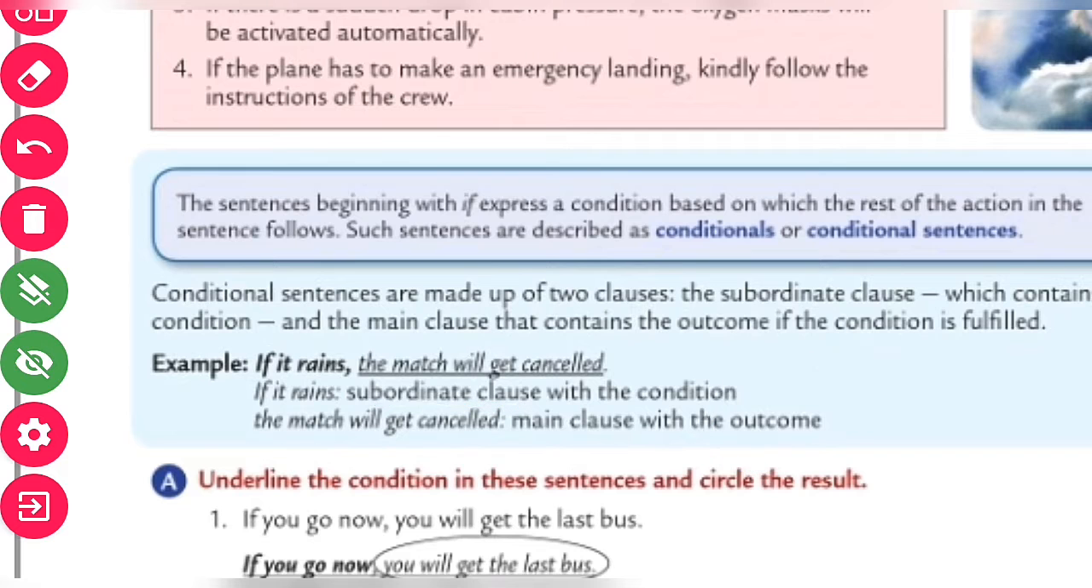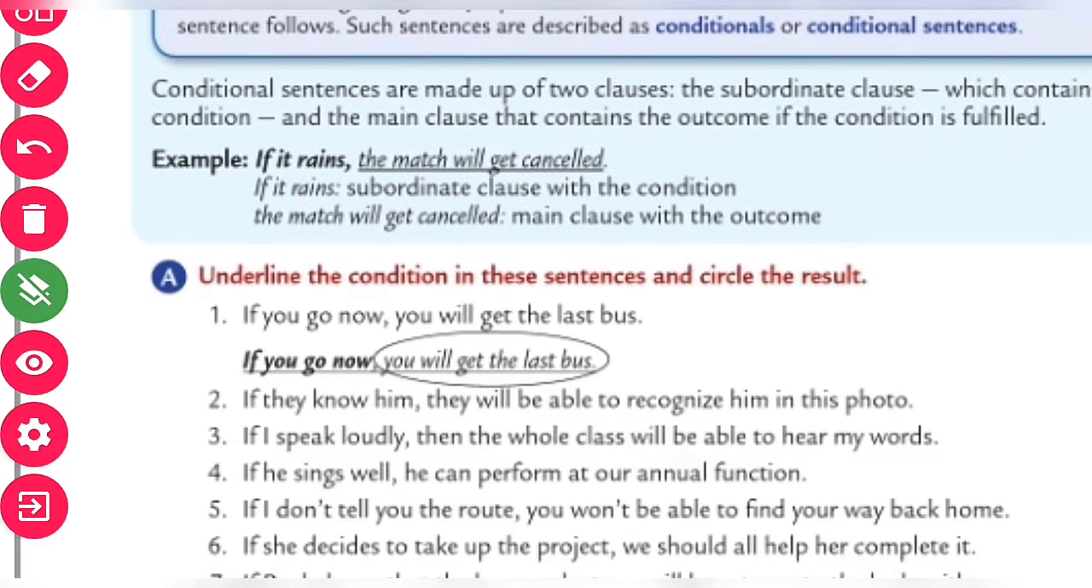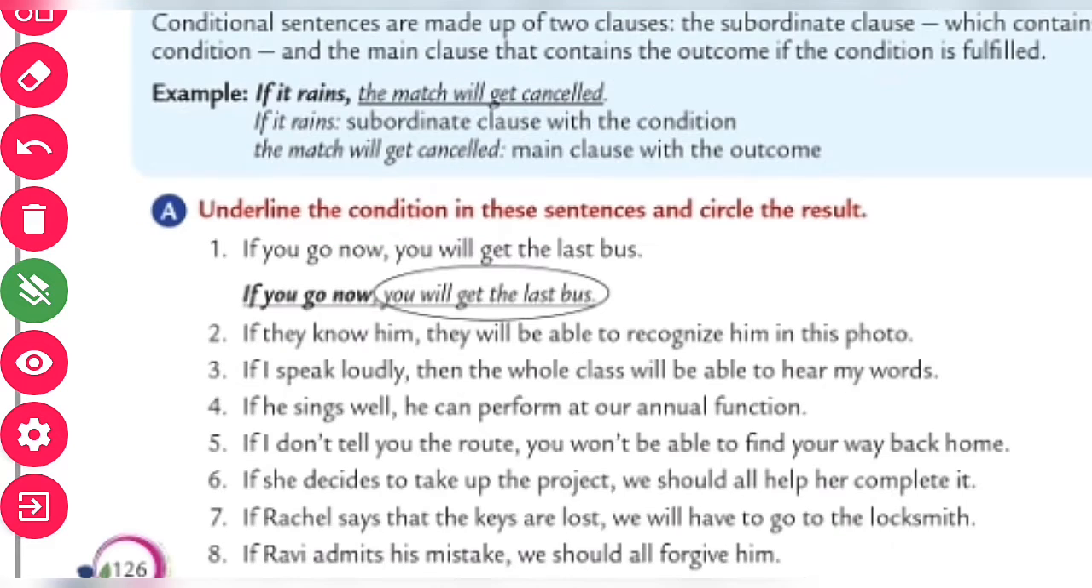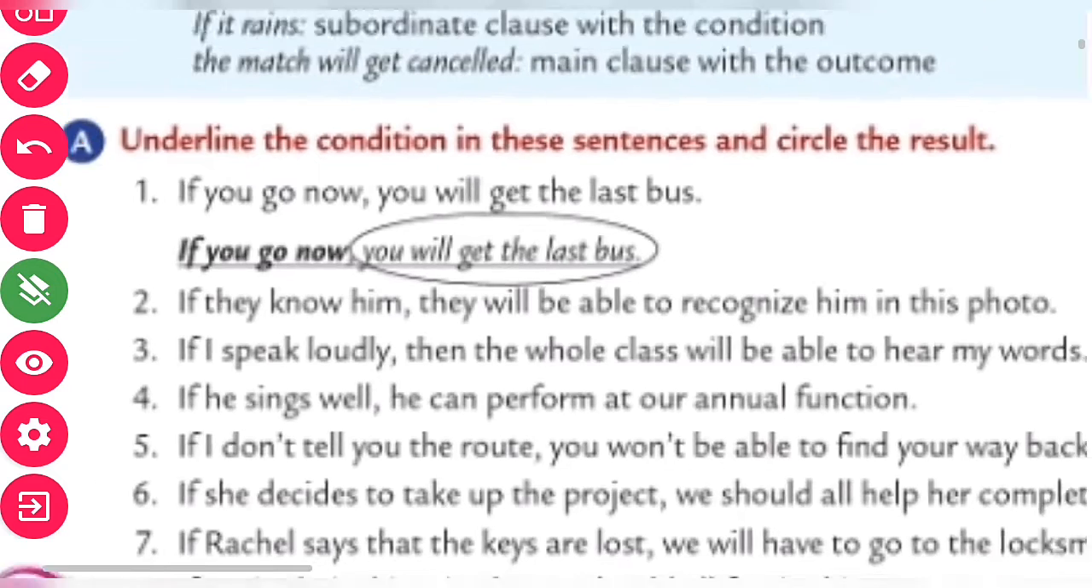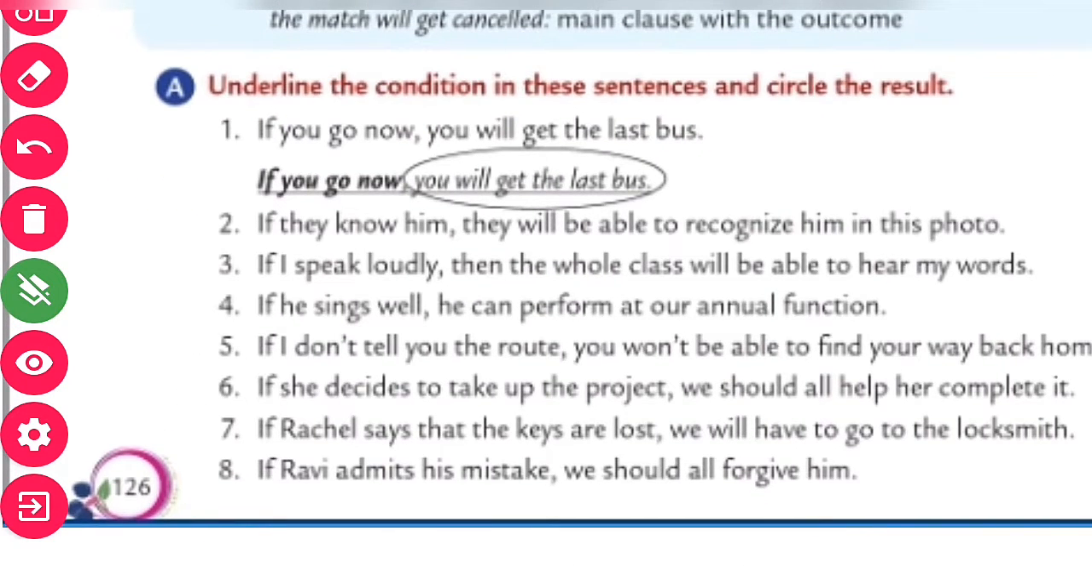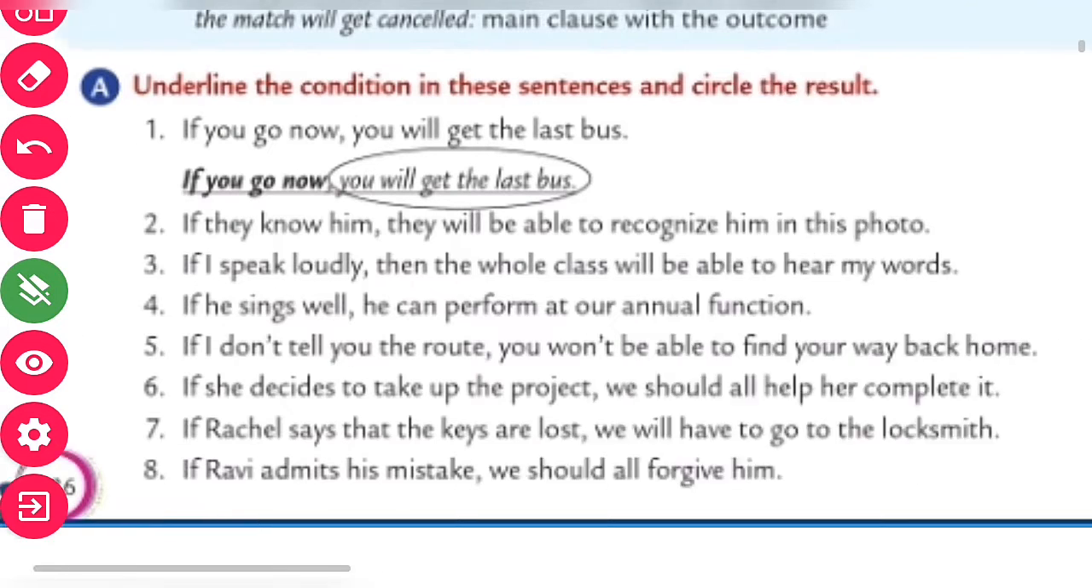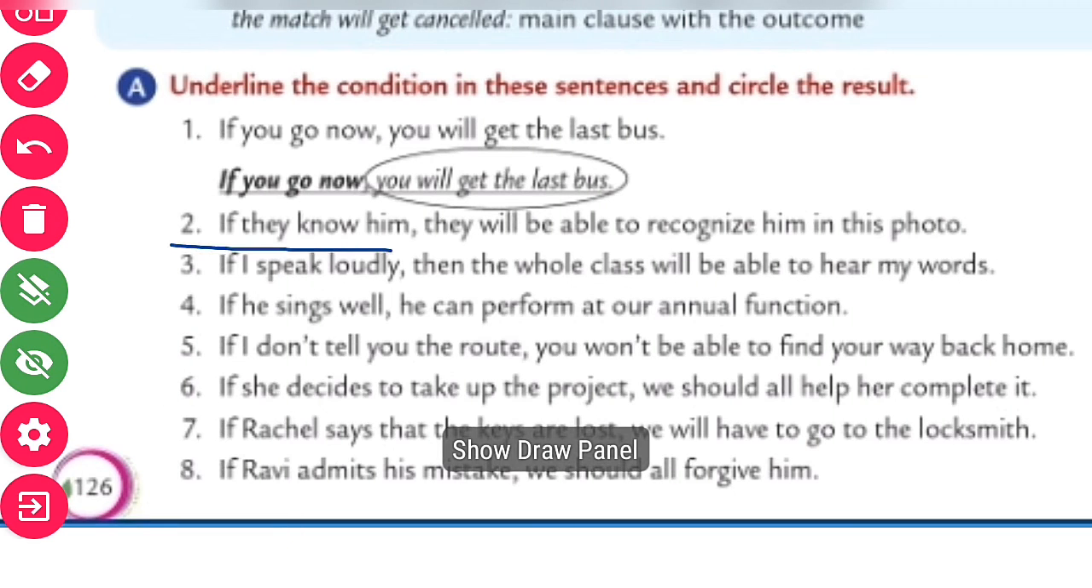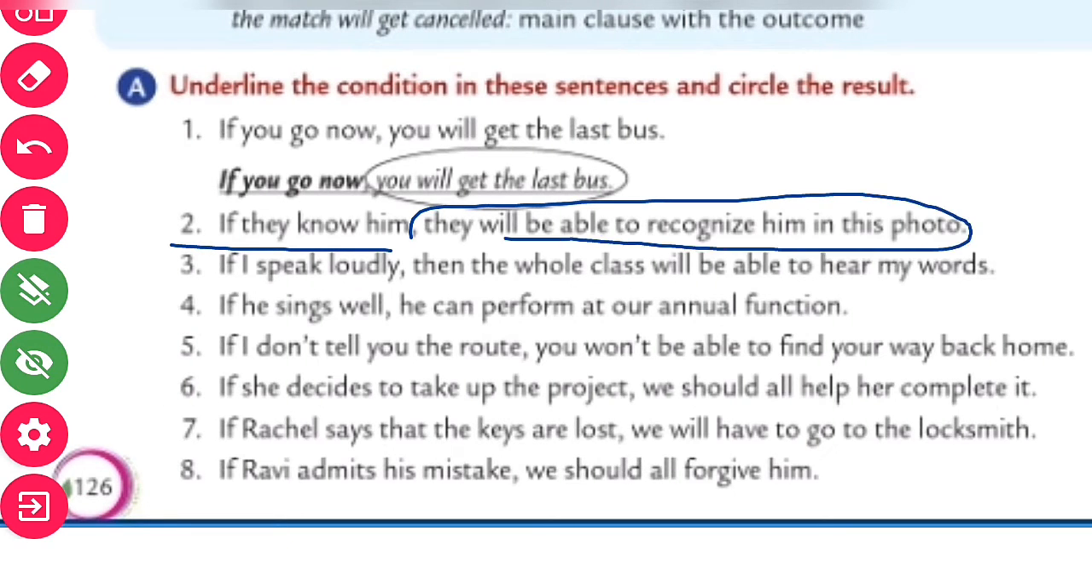Underline the conditional clause in this and circle the result. So what you have to do in exercise A is underline the if clause and then circle the main clause. Okay, let us see. First is already given. Second is, if they know him, they will be able to recognize him in this photo. So you have to underline the if clause, from if to here, and then circle the rest.